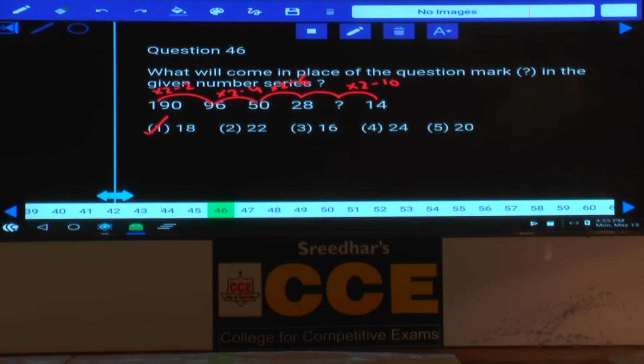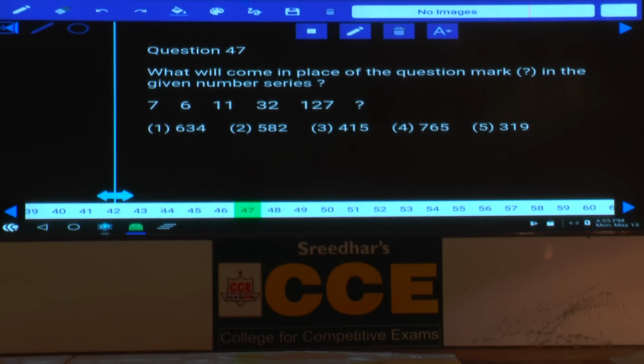And so what is the missing number here? 18. It is given in choice 1. Into 2 minus 10, into 2 minus 8, into 2 minus 6, into 2 minus 4, and into 2 minus 2. Then question number 47.